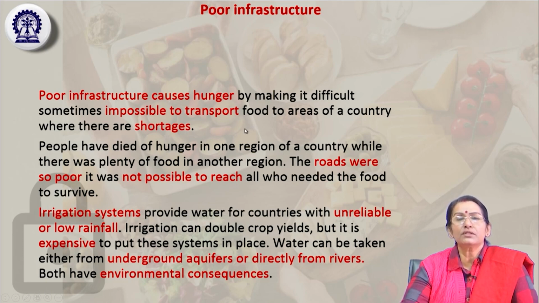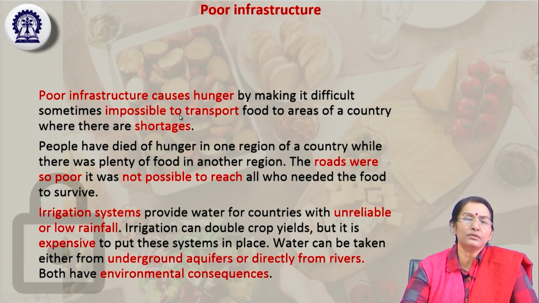Poor infrastructure causes hunger by making it difficult, sometimes impossible, to transport food. Maybe in one region the food is sufficiently available, but due to the poor transport system, lack of communication, etc., it cannot be taken to another place for people's consumption. That is one of the major things: poor infrastructure. Here comes the transport. The transport facility also comes under that.